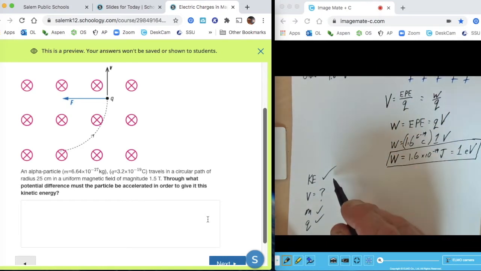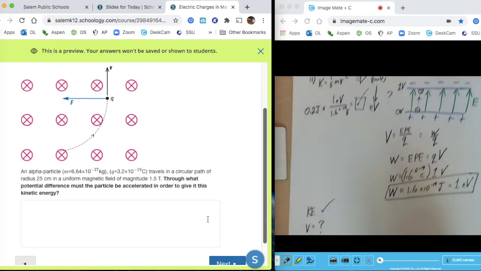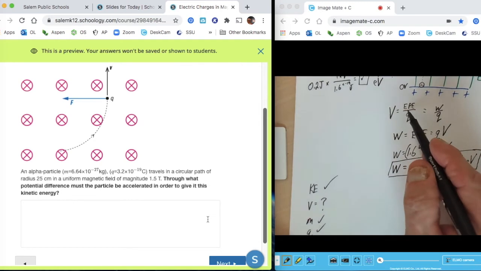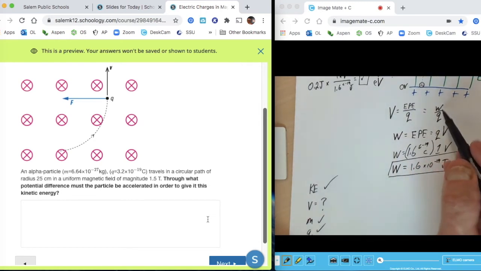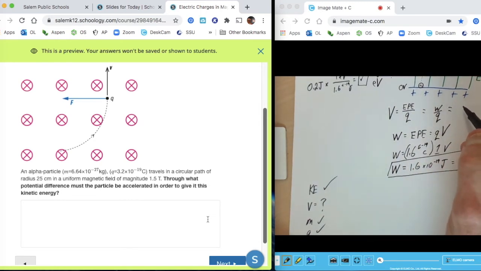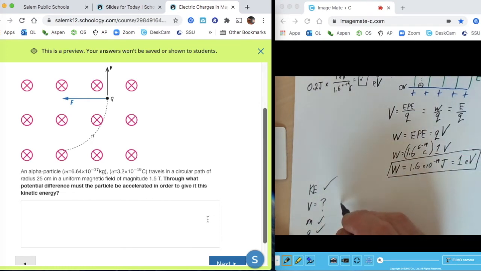Sorry, I've got KE, I've got mass, I've got charge for this question. I'm wondering about V, voltage, potential difference. Well, let's go right up here. EPE per charge, or work done per charge, or in general, just the amount of energy per charge. So what potential difference, where are we at? Number 12 here? What potential difference?